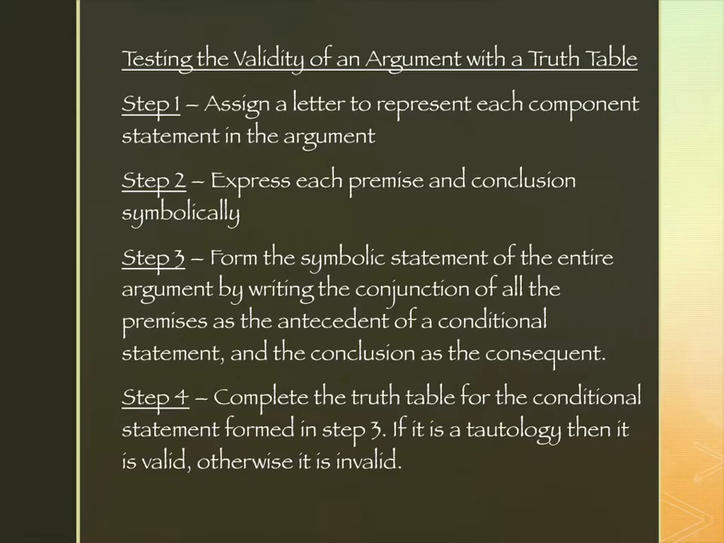And then step 4 is actually creating a truth table for everything that we created in step 3, and then analyzing it. If it's a tautology, it's a valid argument. And if it's not a tautology, then it's invalid. Okay, so we're going to do 3 examples of this type of process, but they're going to start at varying steps along the way. The third example is going to go through all 4 of these steps, okay? But the first couple of examples are actually going to start midway through the process.